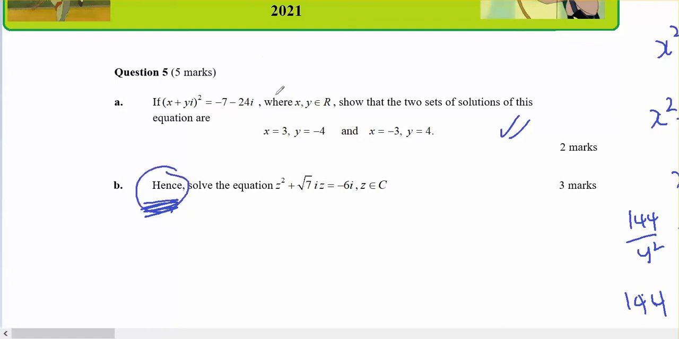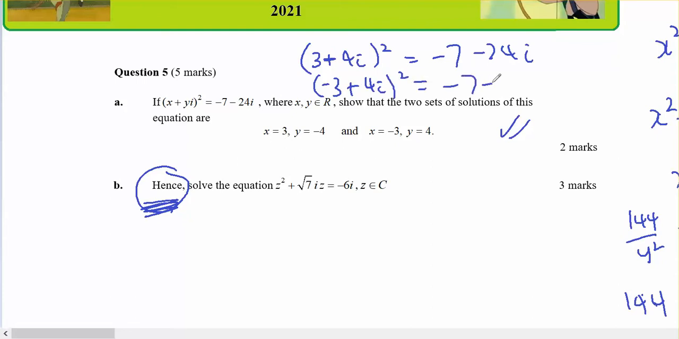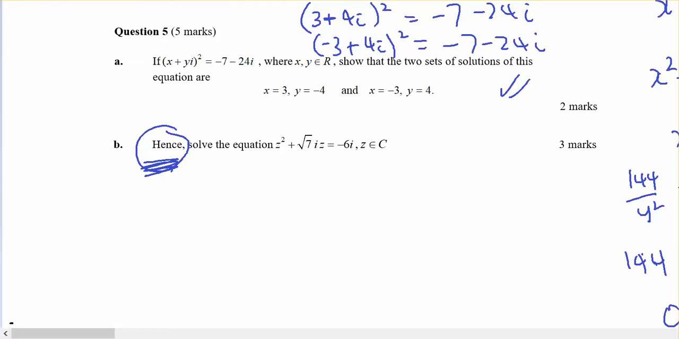So what do I know? I know that 3 minus 4i squared equals negative 7 minus 24i, or minus 3 plus 4i squared equals negative 7 minus 24i. I know that from part A. So now moving to part B, solve this equation. z squared plus root 7iz plus 6i equals 0.